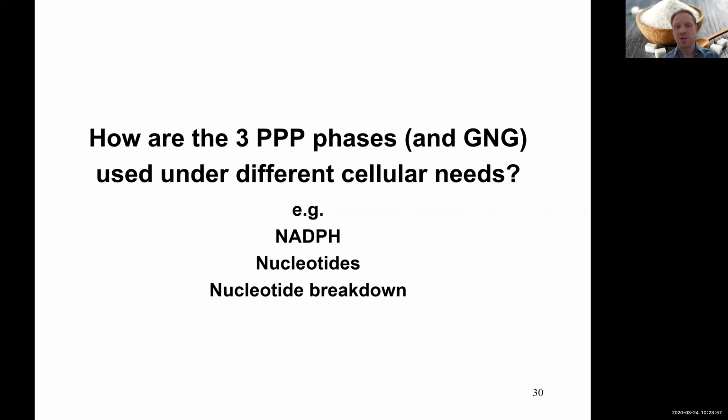I want to use this knowledge now to see how these 3 PPP phases can actually work with each other as well as with GNG under different cellular needs. So for example, cellular needs where you need a lot of NADPH, or where you need to make a lot of nucleotides, or if you have the need to break down nucleotides. So let's go through this step by step.